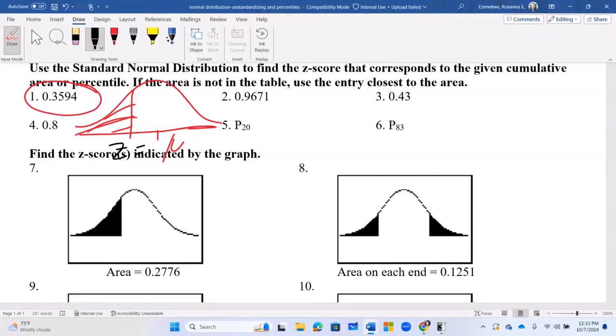So I am going to tell my calculator, I'll just pull up my calculator. Do the reverse of what I've been doing. So this is what I'm going to do. Inverse norm, area to the left in decimal. So I am going to write the argument here.